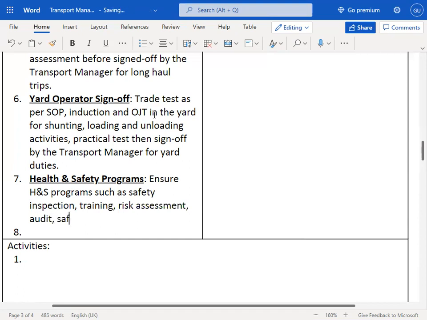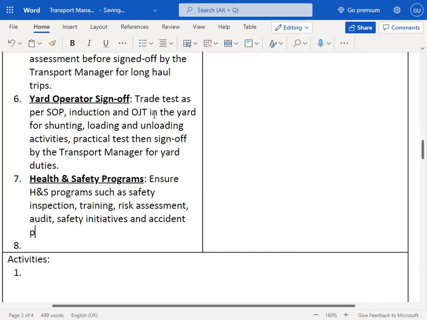We'll be doing safety initiatives. What else? Safety initiatives. And I would say accident prevention plan are in place for implementation. Okay.